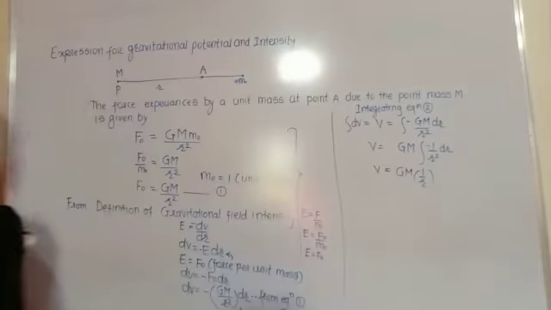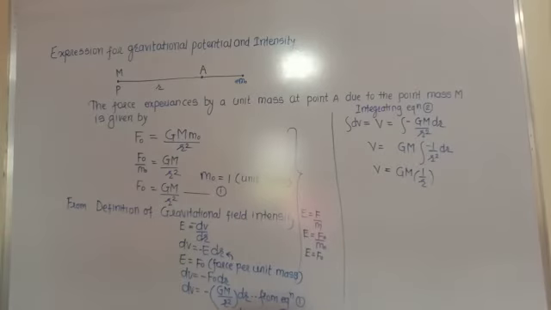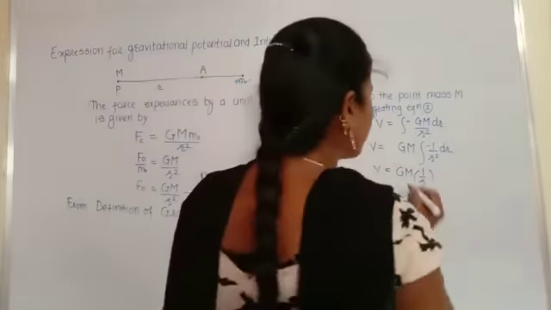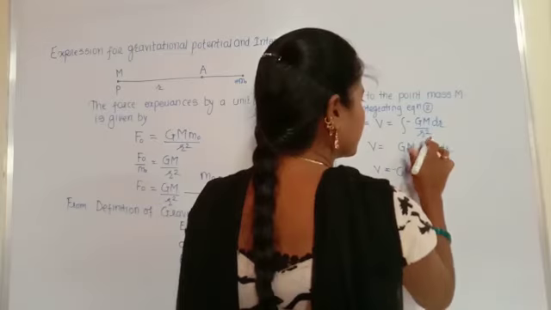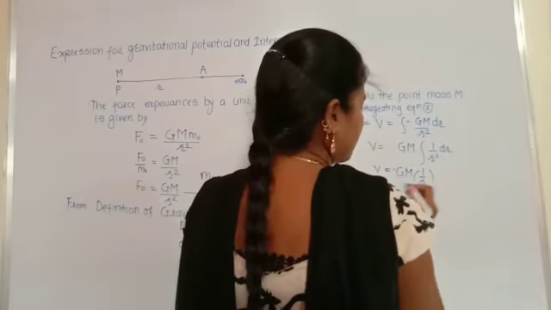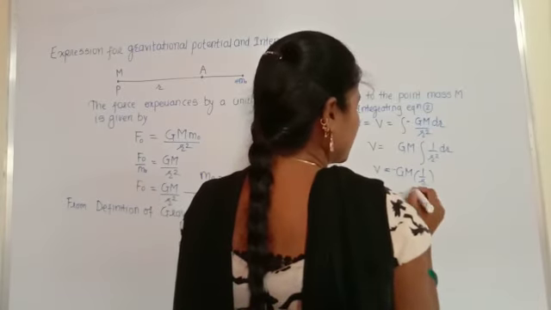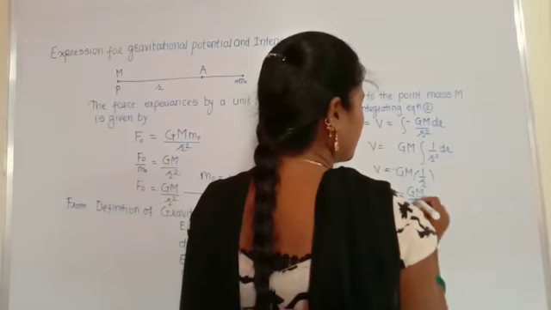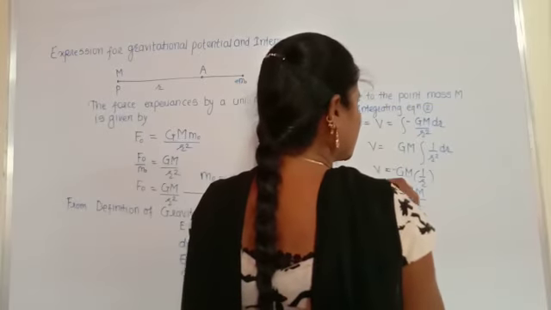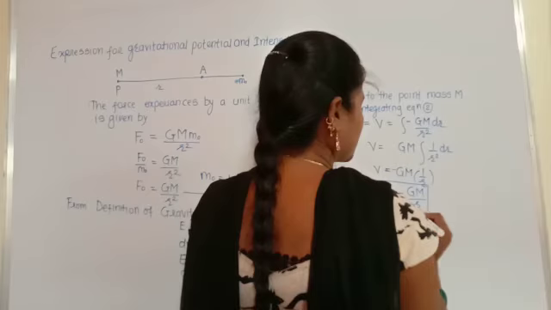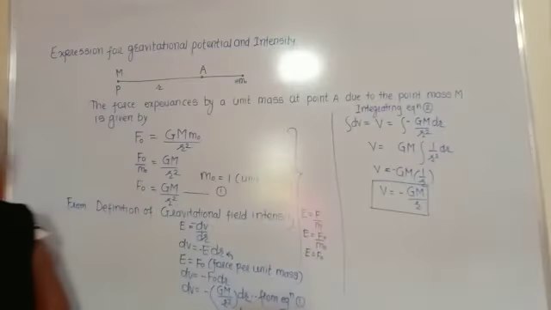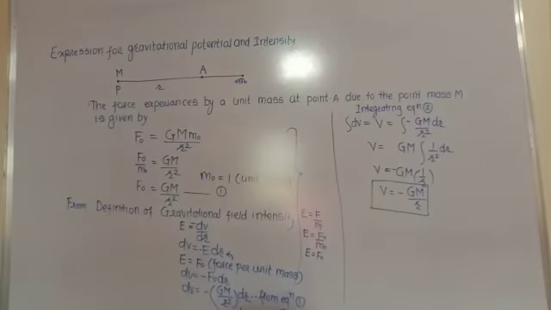Minus and minus give the plus term. So therefore V is equal to minus GM by 1 by r. Therefore V is equal to minus capital G capital M divided by r. So this is the total gravitational potential at a distance r. V is equal to minus GM by r. This is the expression for the gravitational potential at a distance r.